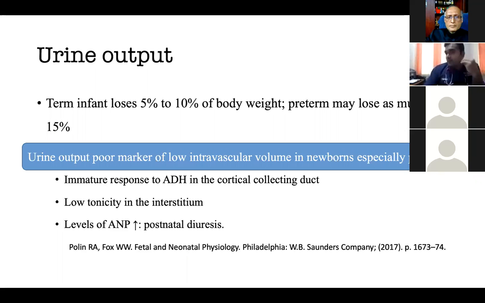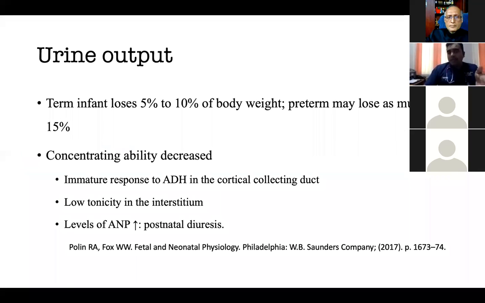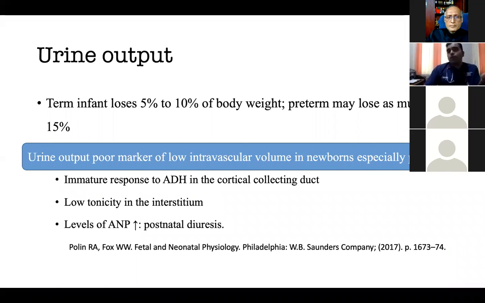Unlike in older children, where in shock you typically get oliguria and the urine output starts coming down, in neonates, and more so in preterm neonates, because of their decreased ability to concentrate urine, the urine output may be normal even when the child is in shock.